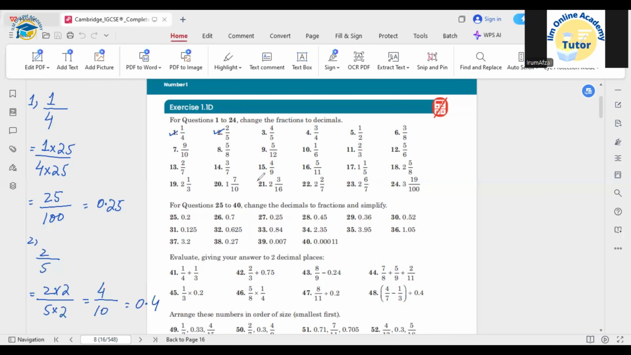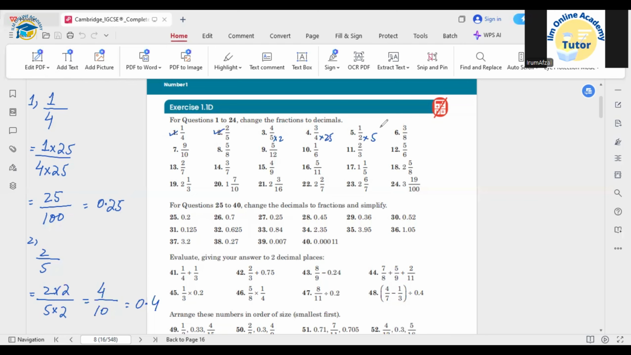But sometimes, if the conversion is not possible, then I will let you know what we will do accordingly. This one, the third, fourth, and fifth: all these fractions are very easy to transform into decimals. Here you need to multiply by 2, by 25, by 5. In this way you can just go on.